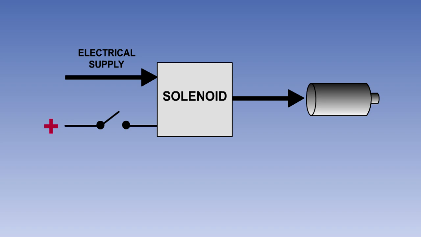Although any electromagnet can be referred to as a solenoid, the term solenoid has a particular meaning in aviation. In aviation, solenoids are used to open and close electrical contacts in a similar way to a relay, or they may be used to open and close valves in the aircraft hydraulic or fuel systems.